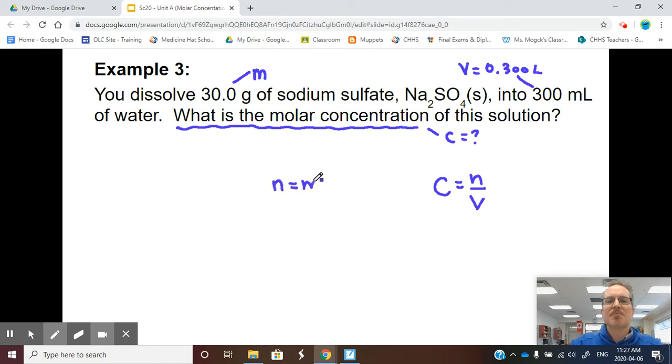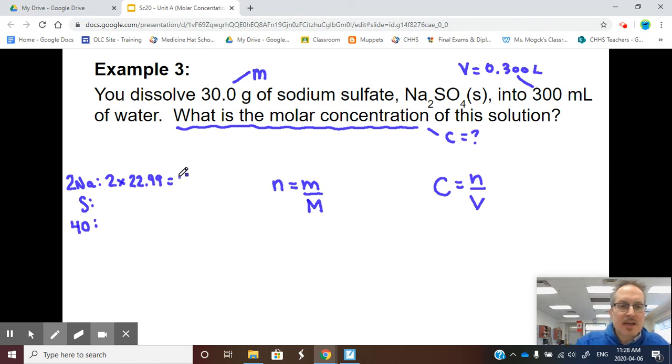Moles equals mass over molar mass. I have mass, that's beautiful. I don't have molar mass, but they did tell me what my question was, so I can find molar mass. I have 2 sodiums, I have 1 sulfur, and I have 4 oxygens. So 2 times, and I'm going to look on my periodic table, 22.99 is going to be, and I got to take a peek here, 45.98.